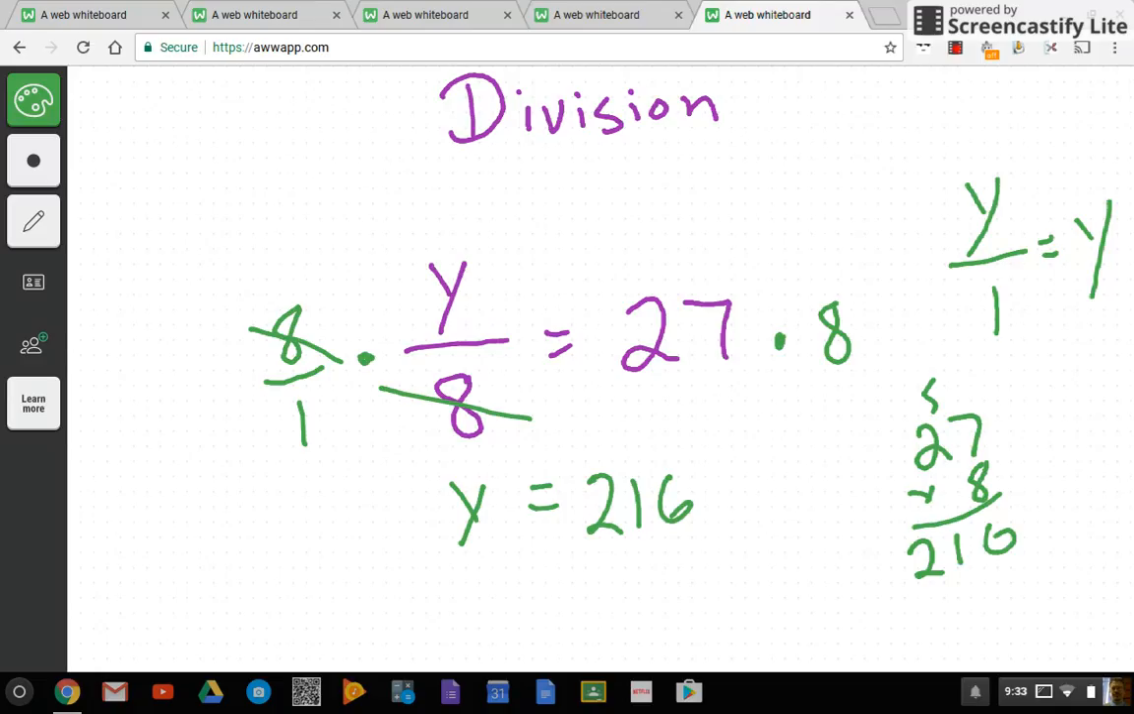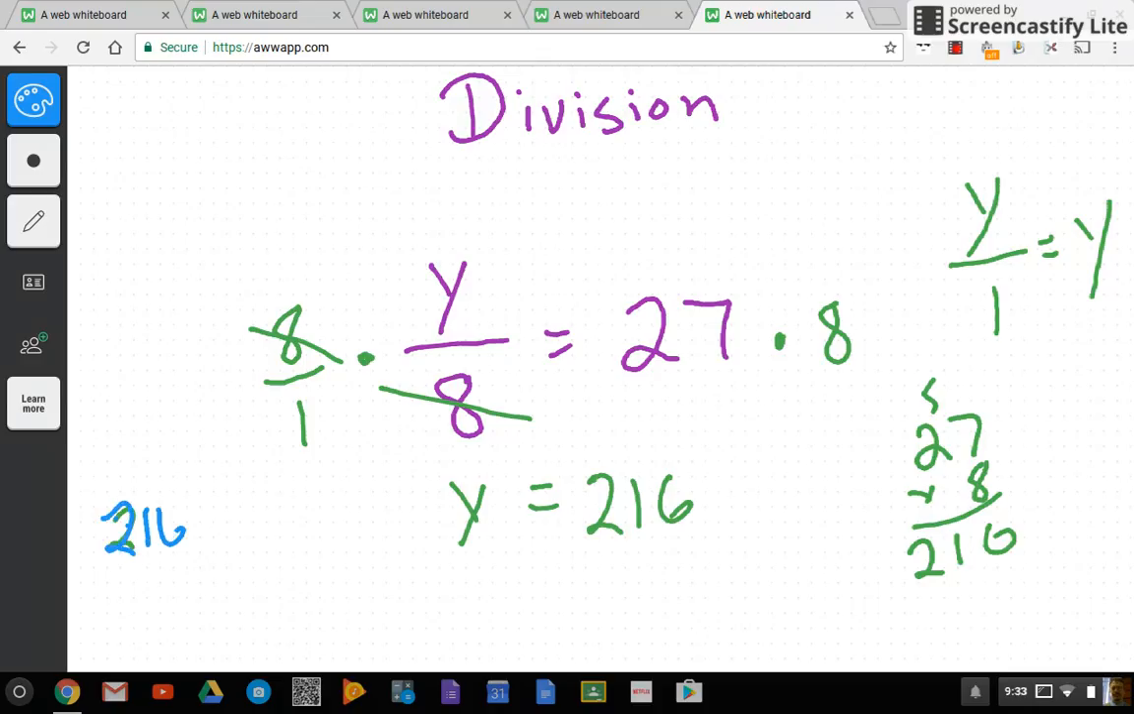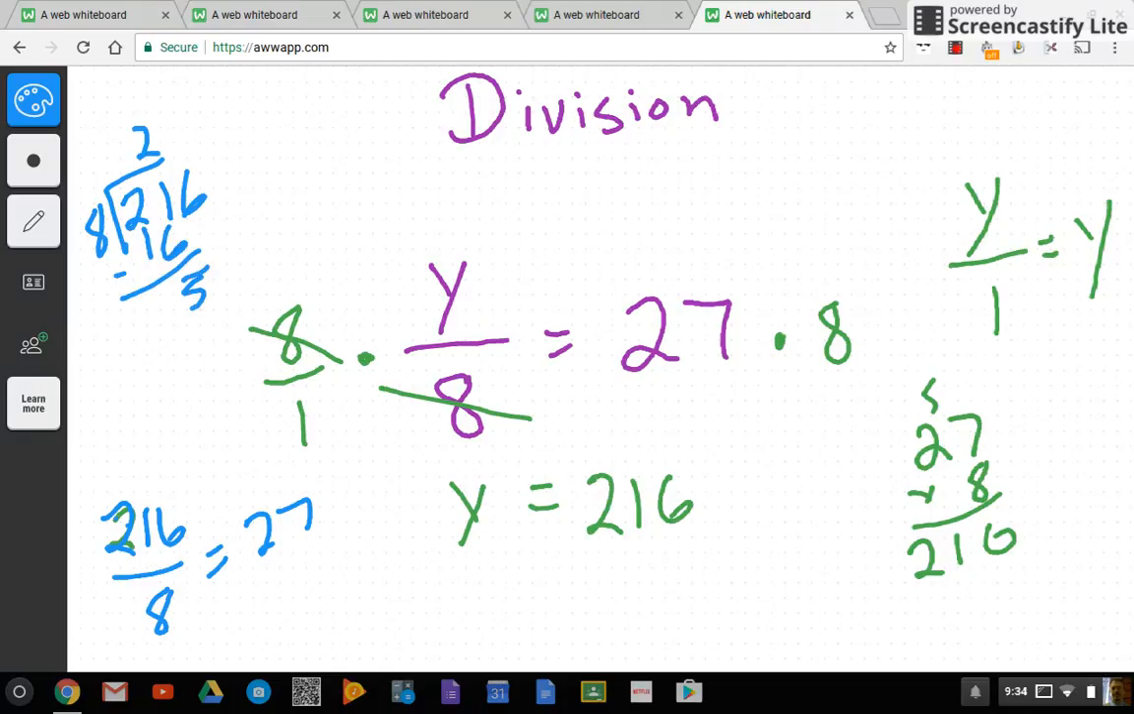So if I check it, let me get my blue color that I've been checking in. 216 divided by 8 is equal to 27. When I do 216 and I divide it by 8, 8 times 2 is 16. I get 5 there. And that would be 56. So there's 27. So 27 is equal to 27. So that checks. Okay, so that is how we use the do and undo method to work one-step equations. Good luck with that.